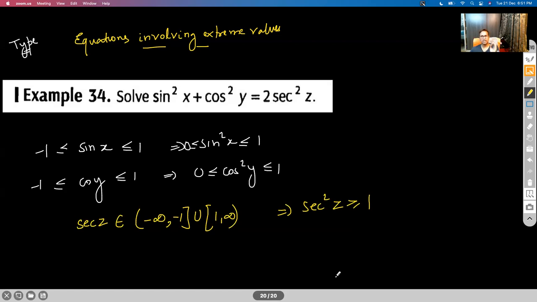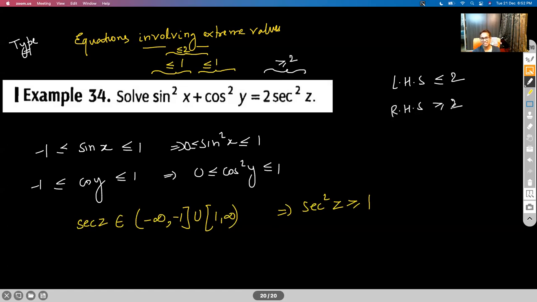So secant square of any angle, no matter whatever the angle is, will always be a value greater than or equal to one. Okay. Now all of you please pay attention. This term is always less than or equal to one. This term is also less than or equal to one. So overall, this whole thing is less than or equal to two. Yes or no? This term will be greater than or equal to one, so overall, this is greater than or equal to two. So your left-hand side is less than or equal to two, while your right-hand side is greater than or equal to two. And you're equating it.